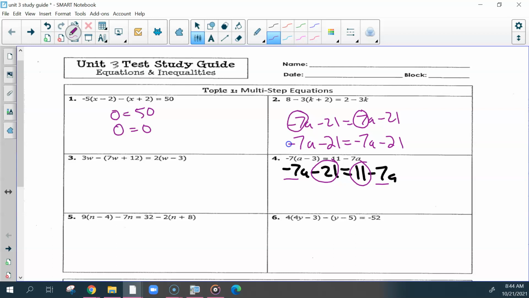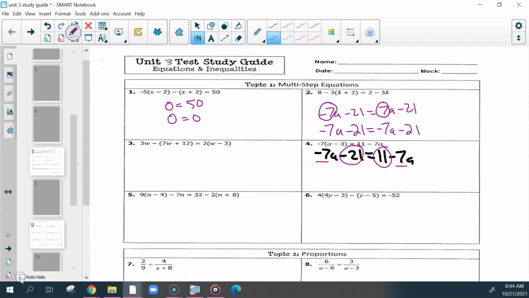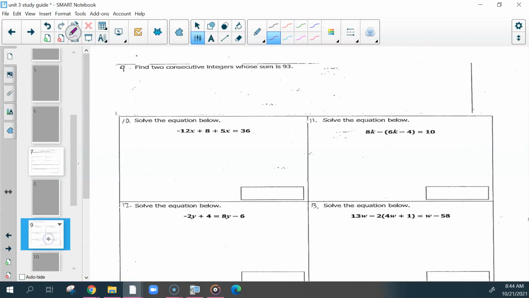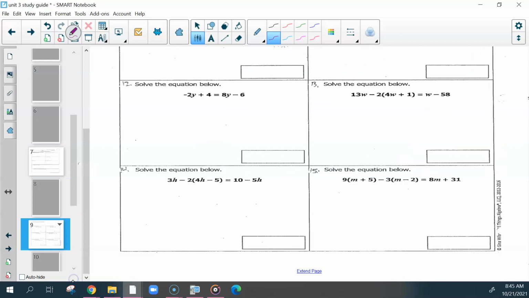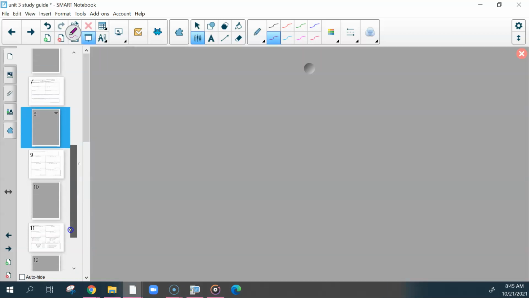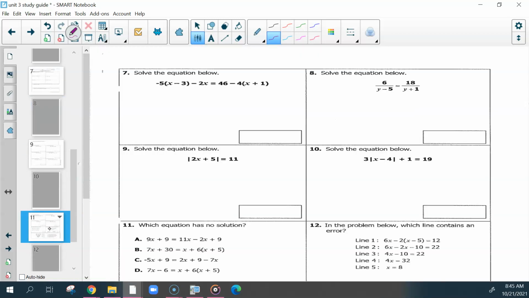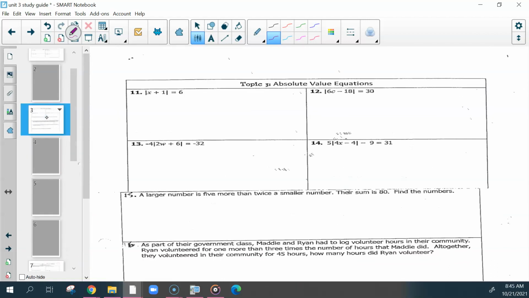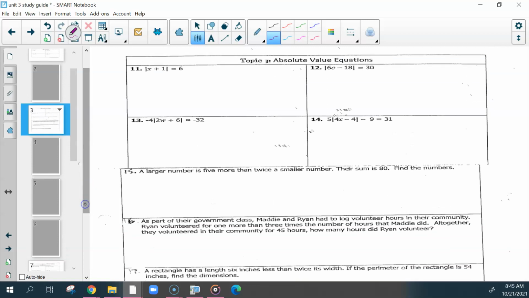Peyton, and then Savannah. Can you do number 15? I had it the wrong way. Yeah, so 15 is not going to be on the test, so don't worry about that one.